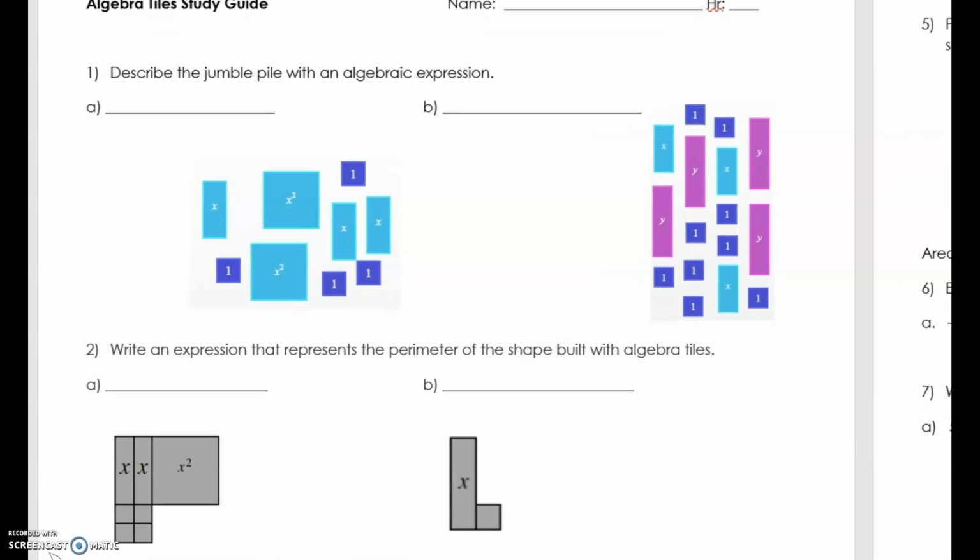Question number 1. Describe the jumble pile with an algebraic expression. All of these are positives. We don't have any reds. On your paper, if you were to see a shaded, remember shaded is positive and unshaded is negative. So for question number 1, I've got 2 x squareds, 3 x's, then 1, 2, 3 unit tiles. So that's all I'm asking you to do: write the expression that represents this jumble pile.